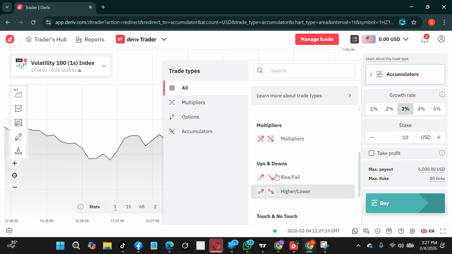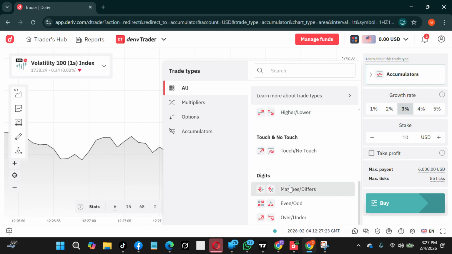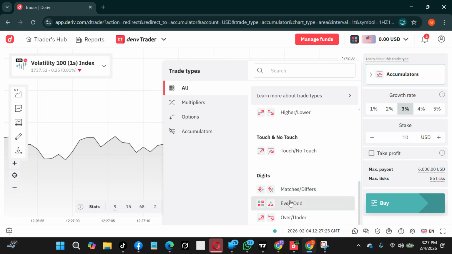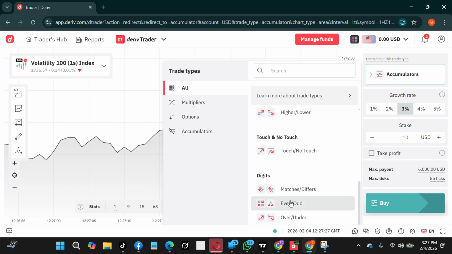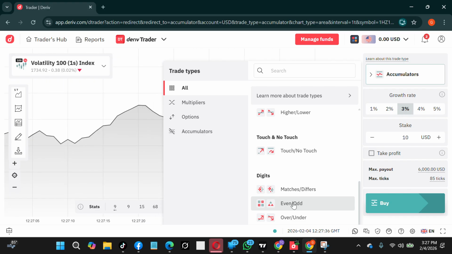They add up to 4. So we'll be having rise and fall. The next one will be having matches differ. The third one will be having even, odd, and the fourth one will be having over under. That's just a prediction. Make sure you understand that part clearly. It's just a prediction.